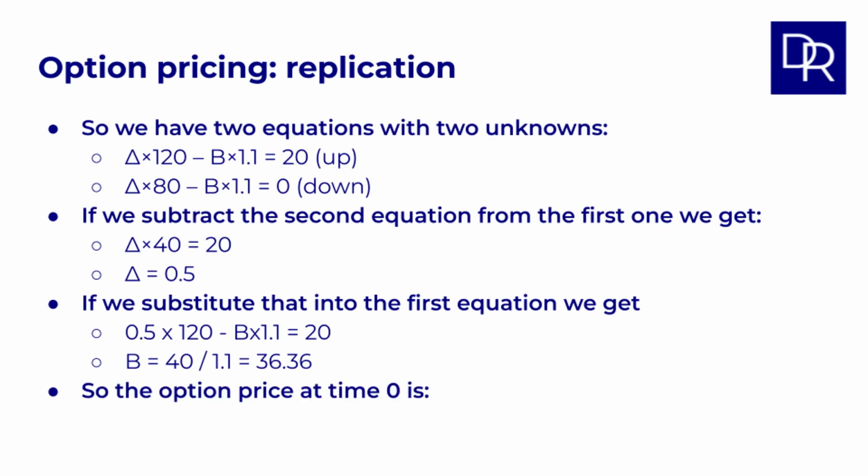Then finally, option price at time 0 is equal to the value of the replicating portfolio at time 0. So delta times S0 minus B, which equals 50 minus 36.36. So this call option here is worth 13.64. We worked this out using replication.